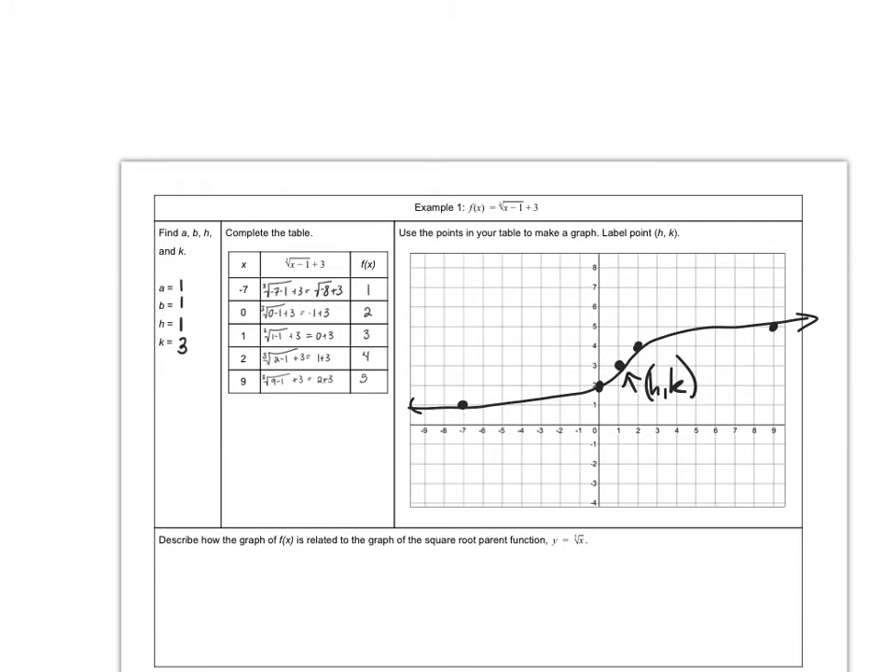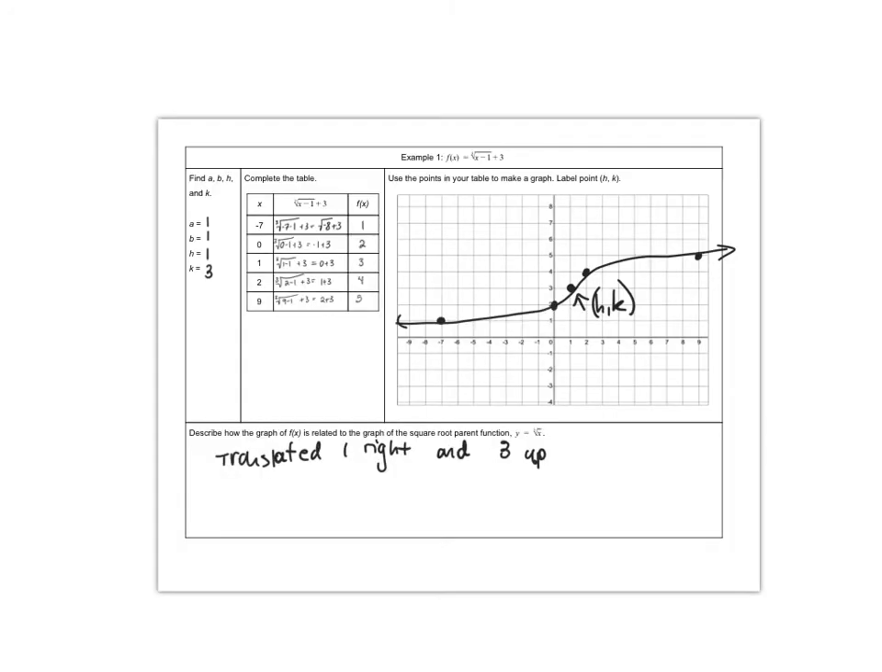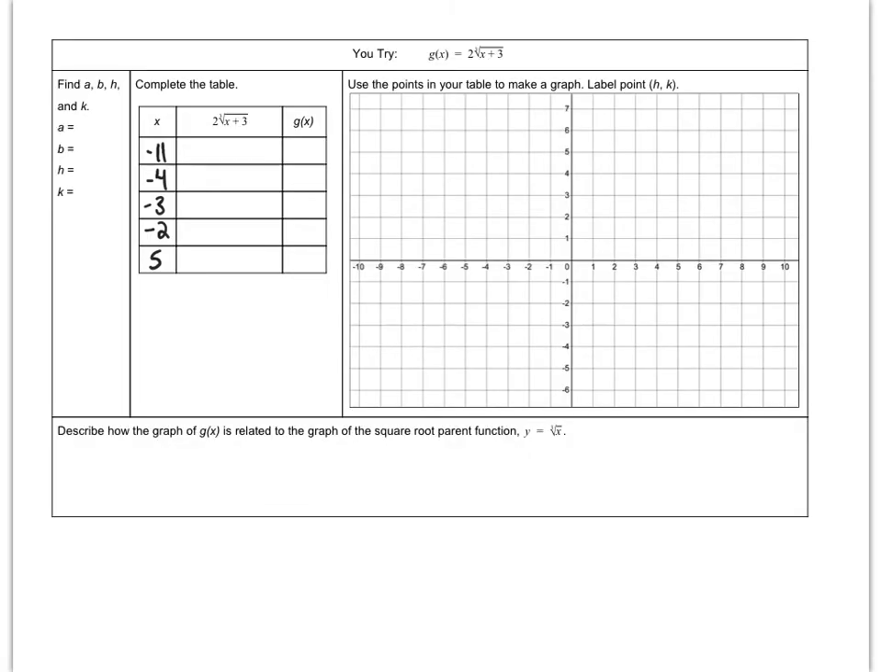(h, k) is the point of symmetry of the graph, and in this case, it occurs at the point (1, 3). So how is this graph related to the cube root parent function? Well, it's been translated 1 right and 3 up. Now let's look at another example.